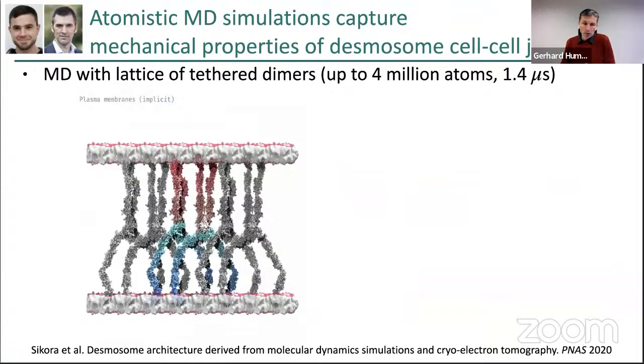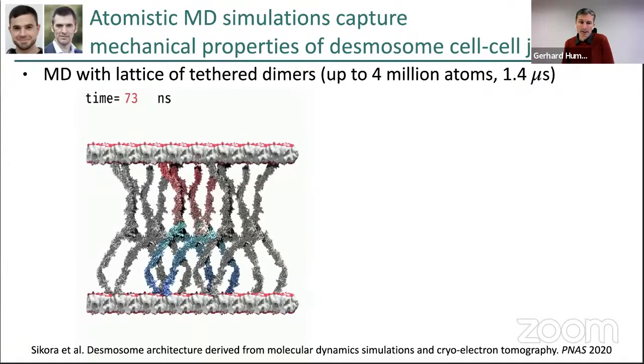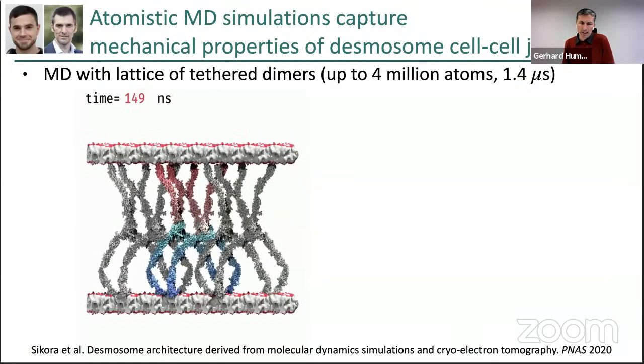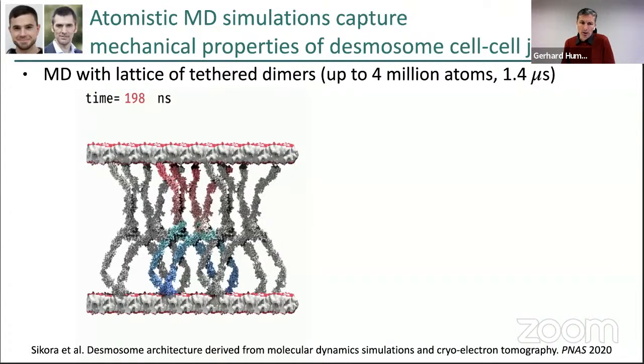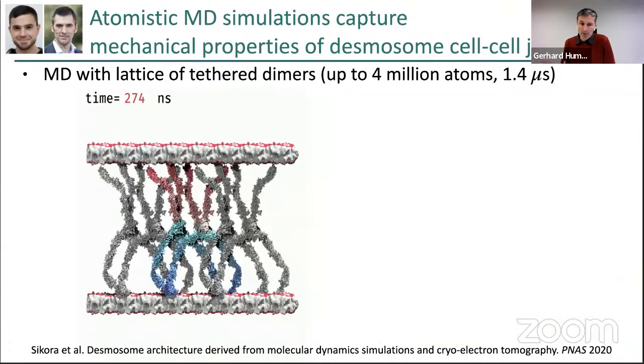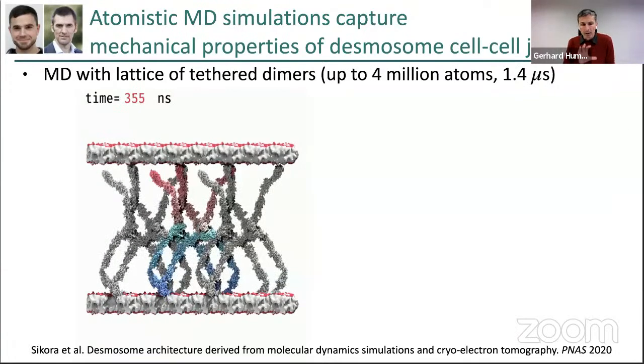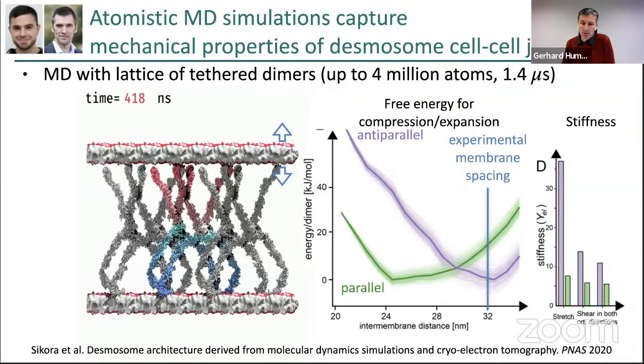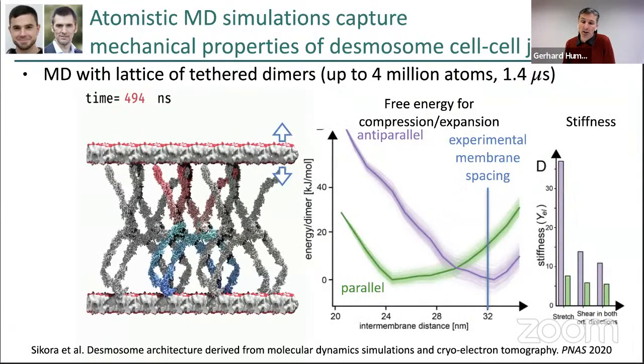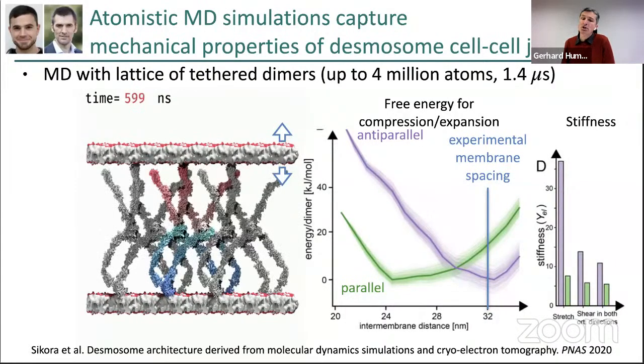But we're also looking at larger cellular structures now with atomistic simulations, such as cell-cell junctions. So for instance, here you see an atomistic simulation of a desmosome, which is a cell-cell junction holding together cells and tissues under high mechanical stress, for instance, in the skin. And extracting from these types of simulations not just structural properties, but really mechanical properties, such as the resistance to compressive and shear forces, and comparing them to experiment.